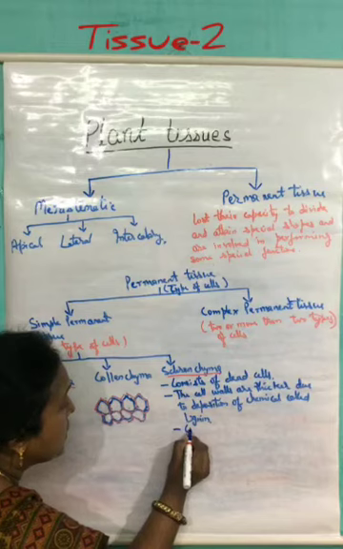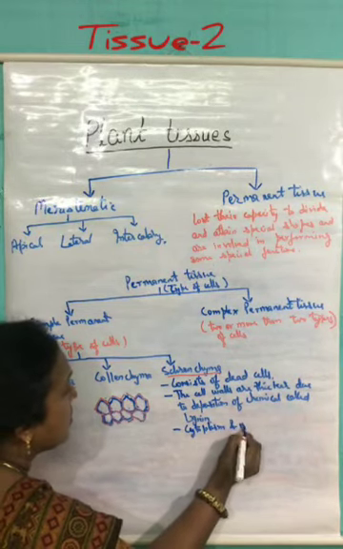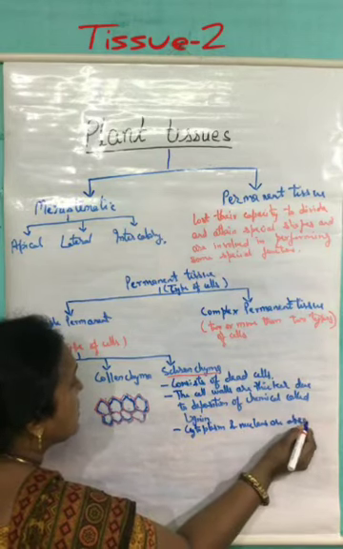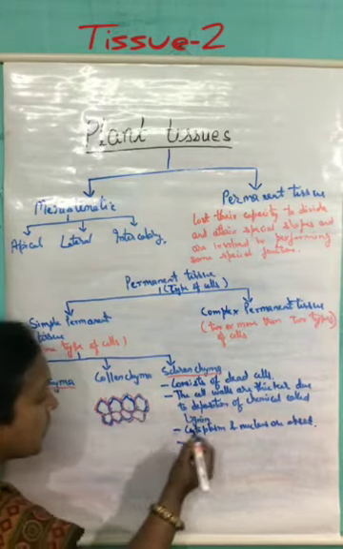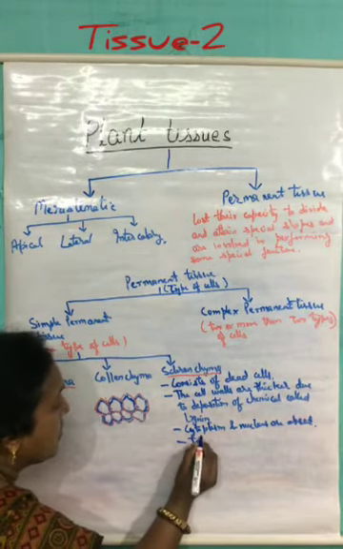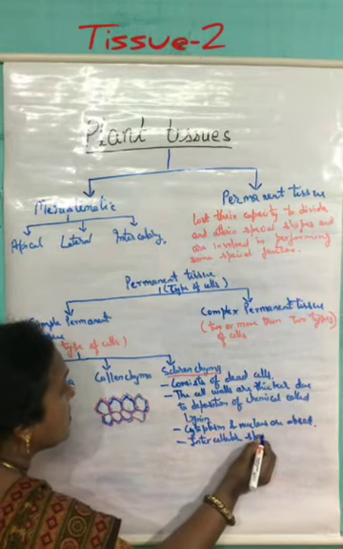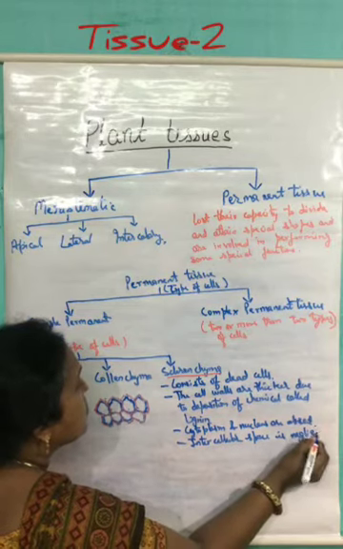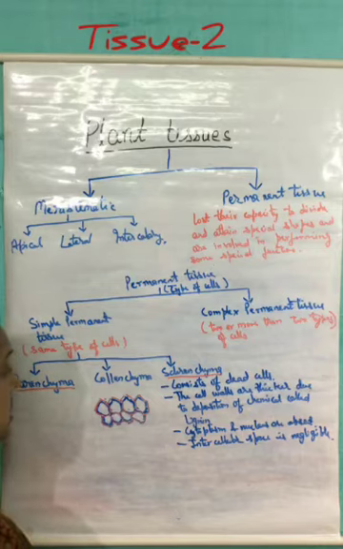So cytoplasm and nucleus are absent. The cell walls are thick, hence the intercellular space is negligible. That means the intercellular space is absent. Now these sclerenchymatous cells are of two types.